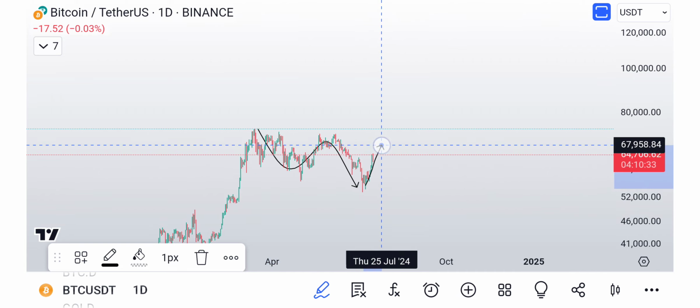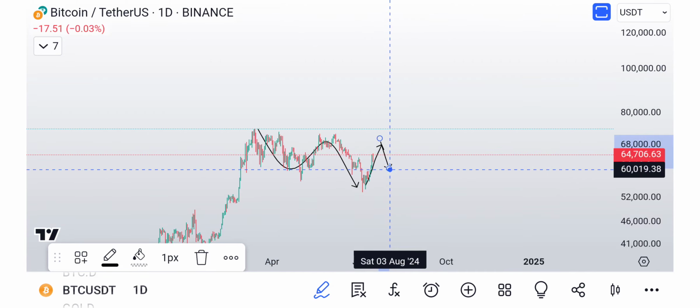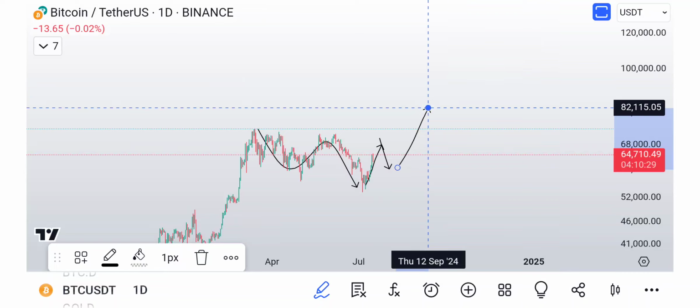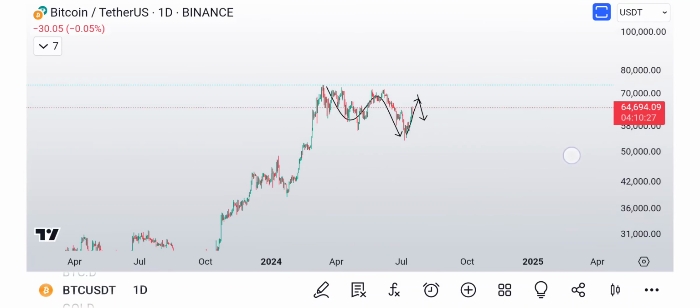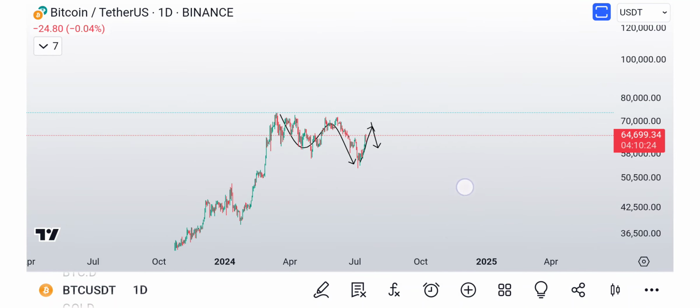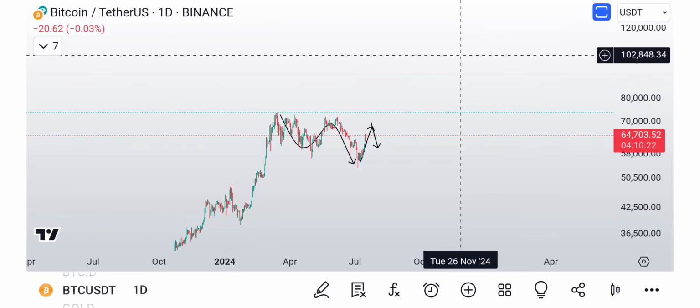And now this is the start. This is wave 1. We're probably going to get wave 2. And then we're going to continue higher in wave 3, 4, and 5, right? And then we're going to get distribution. And that's when the alt season occurs.